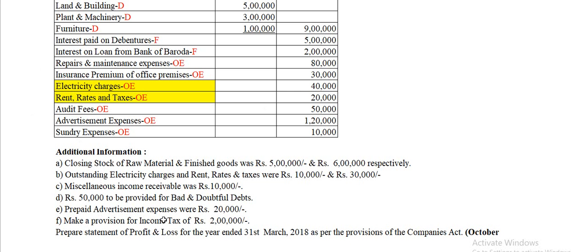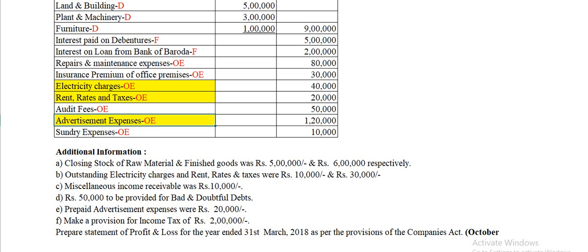Prepaid advertisement expenses is given as 20,000, so for advertisement expenses we have to take that into account. Then make a provision for income tax, that is 2 lakh, it is given, so of course we have to put it in the format, because in the format the taxation value is given, so we have to do this.